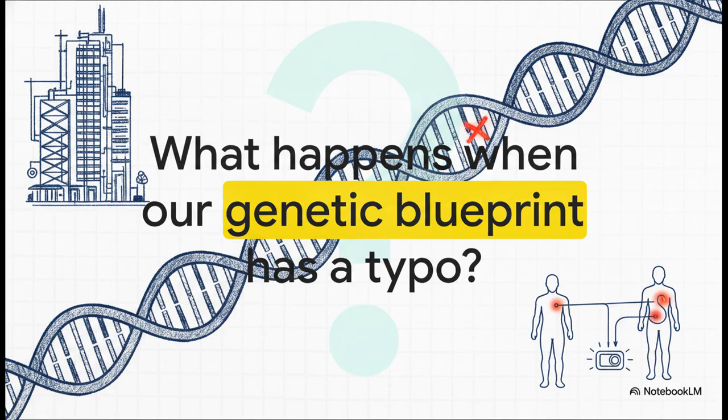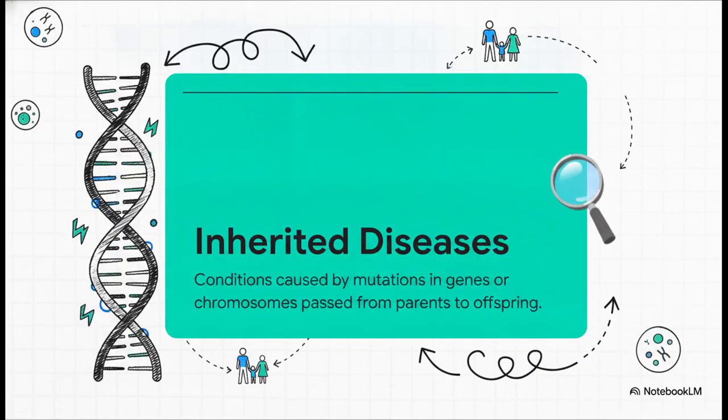But what happens when that massive blueprint of life has a typo? Just a tiny spelling mistake in a document of billions of letters? Well, instead of a faulty light switch in a building, that genetic typo can fundamentally change how a human body develops and functions. Okay, let's dive into this.